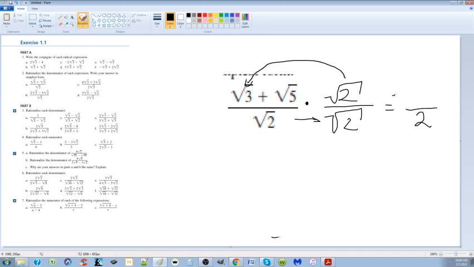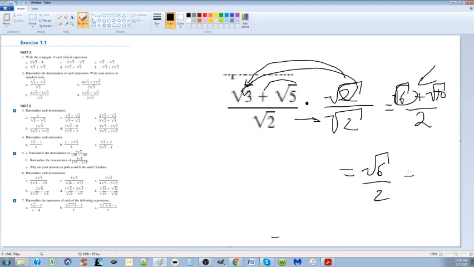The denominator is simply going to become 2, which is what I want. This is going to become square root of 6 plus square root of 10. And yes, square root numbers can multiply each other so long as you keep them inside the brackets. Now, there's no simplifying these, so boom, they're left like that. You could also write it like this if you needed to for whatever reason.